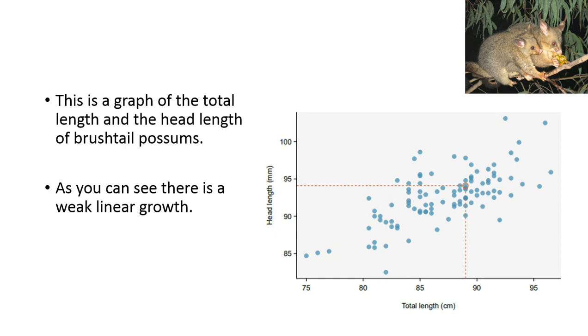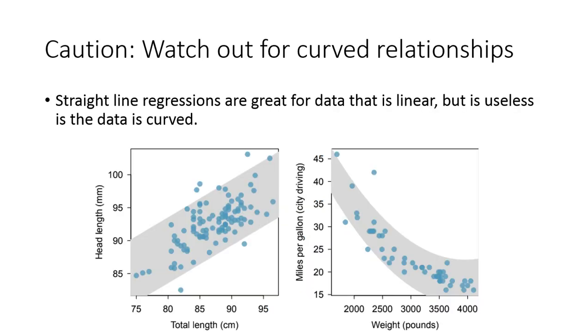But it is fairly weak. It's not all bunched together. If we draw a line, we would see the line would be maybe about there. But as you see, they're not all bunched together. And so that's why we call it more of a weak linear. So again, watch out for curved relationships.